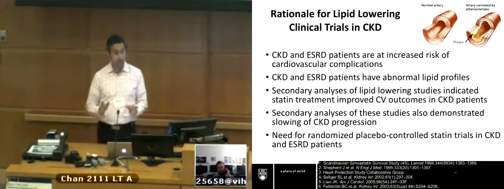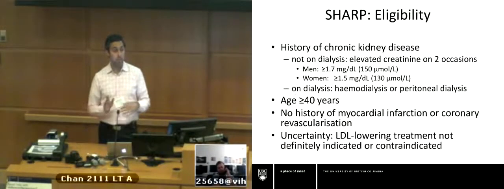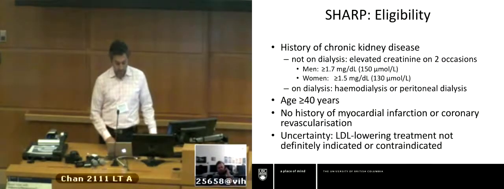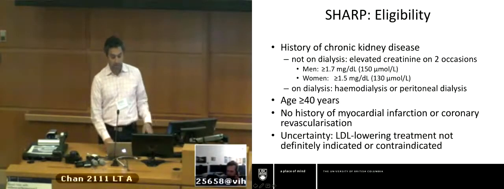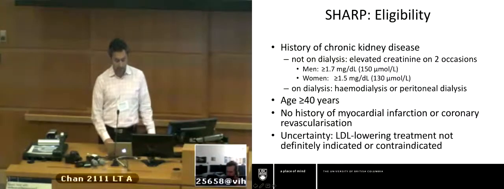And so there's one study that was done in the chronic kidney disease population, not transplant once again, that looked at patients who were not on dialysis, who had an elevated creatinine, close to 150 micromoles per liter. And if they were on dialysis, then they had to be on hemodialysis or peritoneal dialysis, age greater than 40, no history of MI or coronary revascularization. So there's no previous indication for statin use.